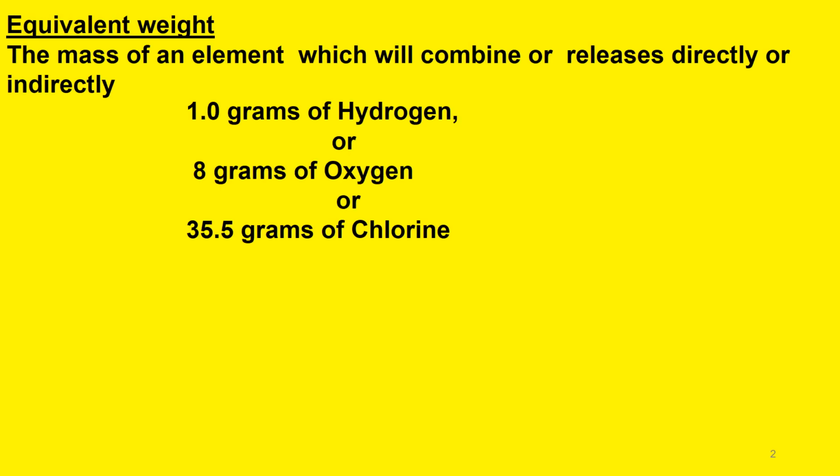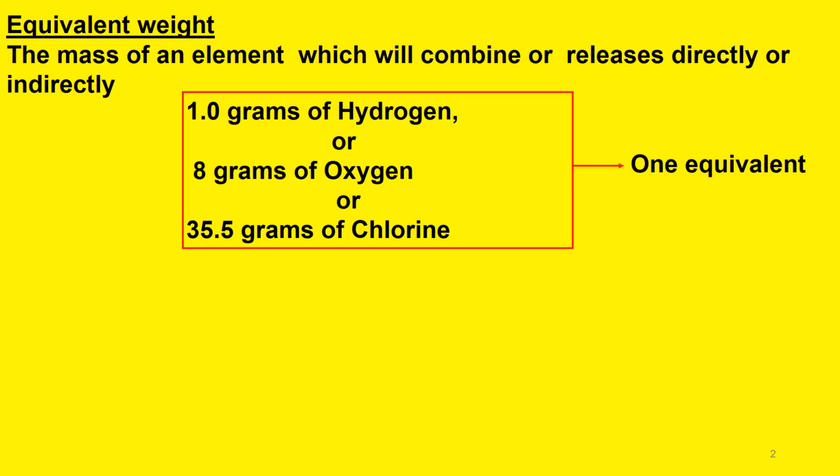Let us first review the definition of equivalent weight of an element. This is defined as the mass of an element that combines or releases 1 gram of hydrogen or 8 grams of oxygen or 35.5 grams of chlorine. In this case, one equivalent is equal to 1 gram of hydrogen or 8 grams of oxygen or 35.5 grams of chlorine.